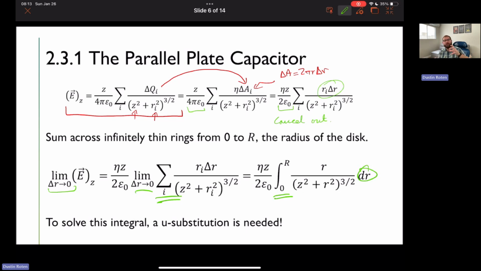Now, remember earlier I said we want to integrate across the physical feature of the object. So we're going to integrate from the center of the circle. I'm going to draw this in blue. The center of the circle up to the full radius of the circle. So we're going to work our way outward, adding up all these super, super thin rings.